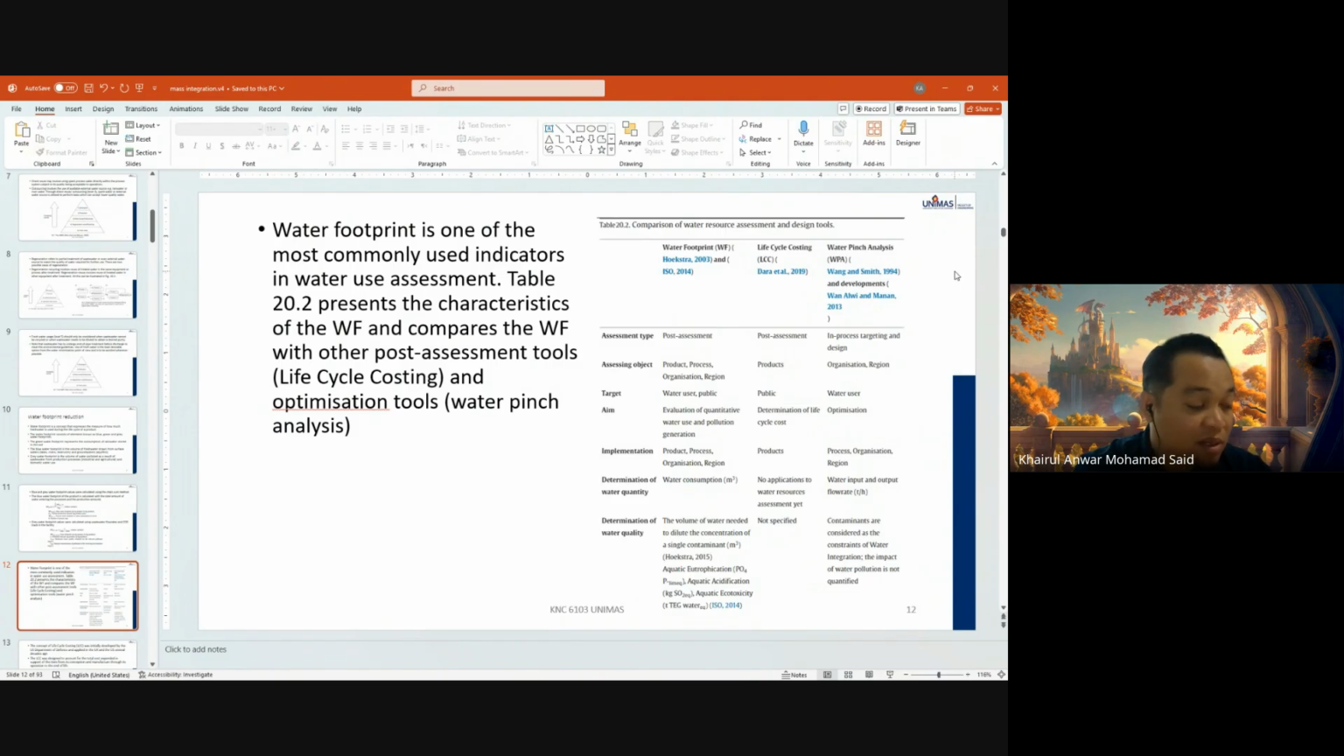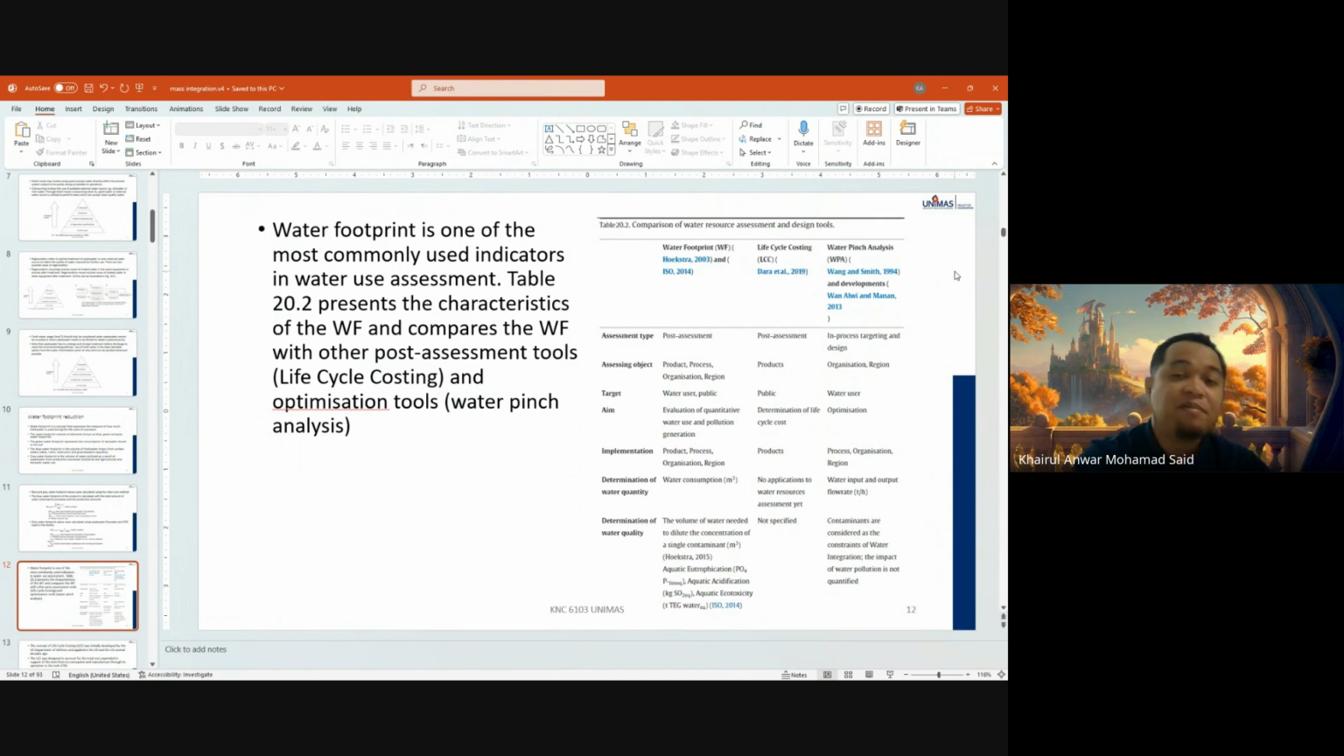Water footprint is a post-assessment tool, meaning it has happened already. You do the post-assessment. The water pinch is an active design or optimization tool. So before you build the system, yes, you can do the water pinch. During system operation, yes, you can still do the water pinch. Even after the system, after it has happened, yes, you can do the pinch analysis.